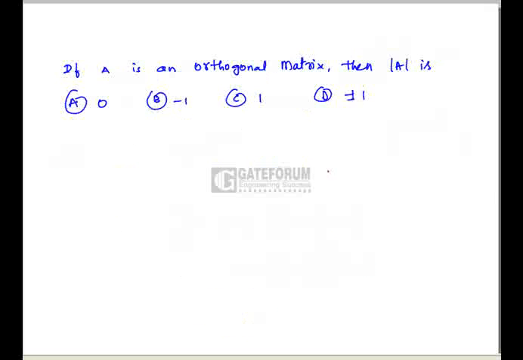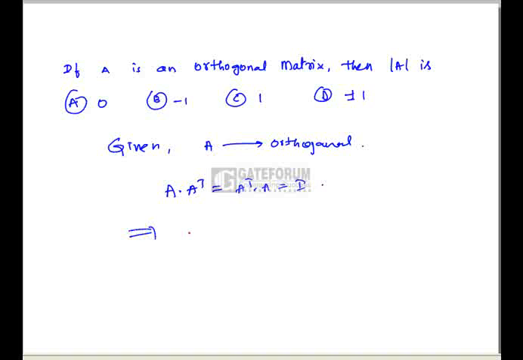If A is an orthogonal matrix, then we have to find the value of the determinant of A. It is given that A is orthogonal. Orthogonal means A into A transpose, or A transpose into A, will always equal I. Now if I apply the determinant to the above equation, the determinant of A into A transpose equals the determinant of I, which is 1.